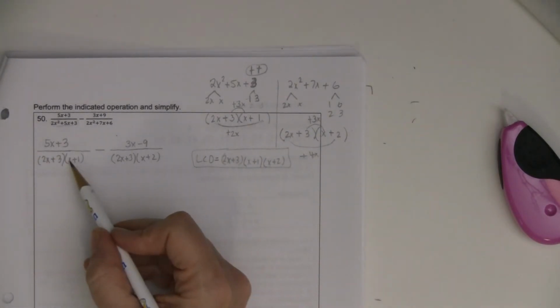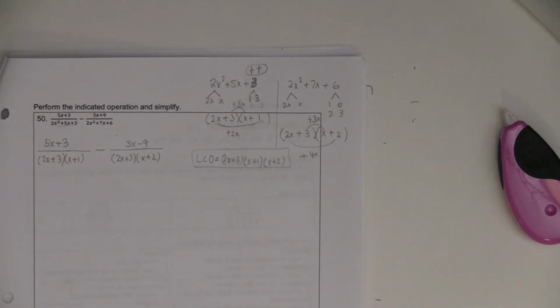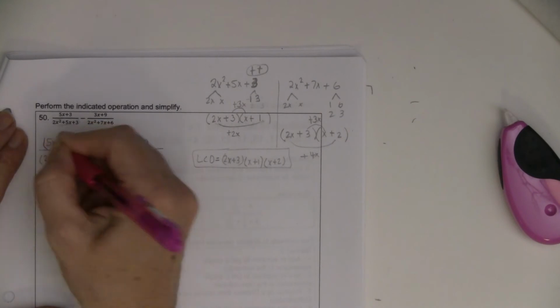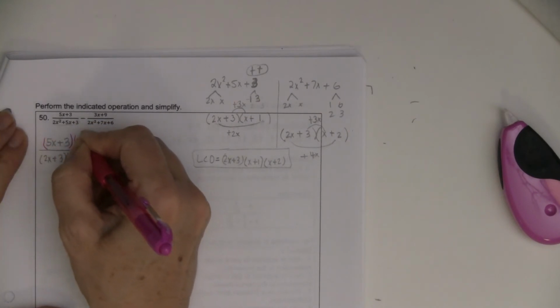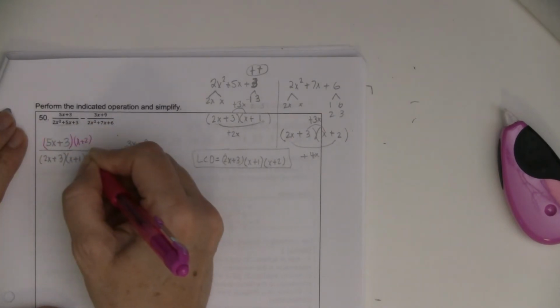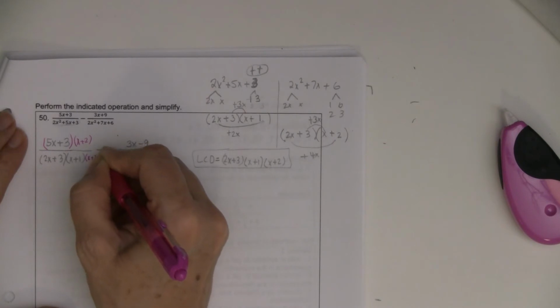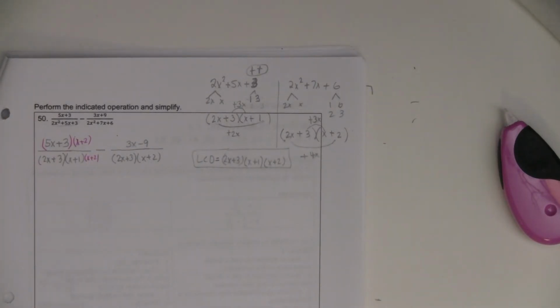So this denominator right here is missing the x plus 2. So we're going to x plus 2 it, top and bottom. So right up here, multiply by x plus 2, and in the bottom, multiply by x plus 2. And in the next one, it's missing the x plus 1.